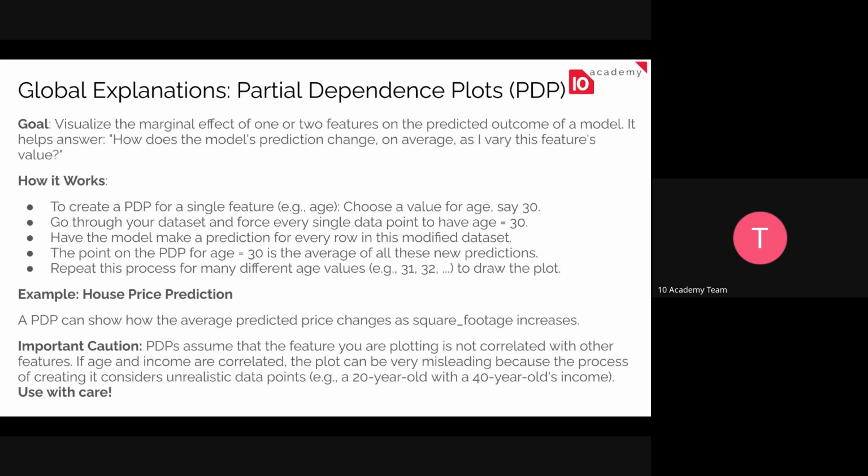For example, if age and income are correlated, it's going to be very misleading because you're going to be assigning a 40-year-old's income to a 20-year-old. That's not going to be realistic. So you have to use it with care.